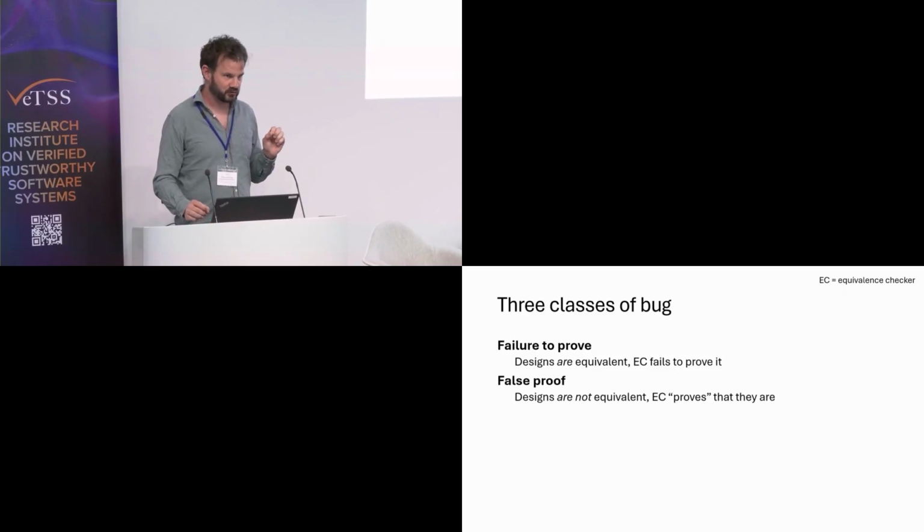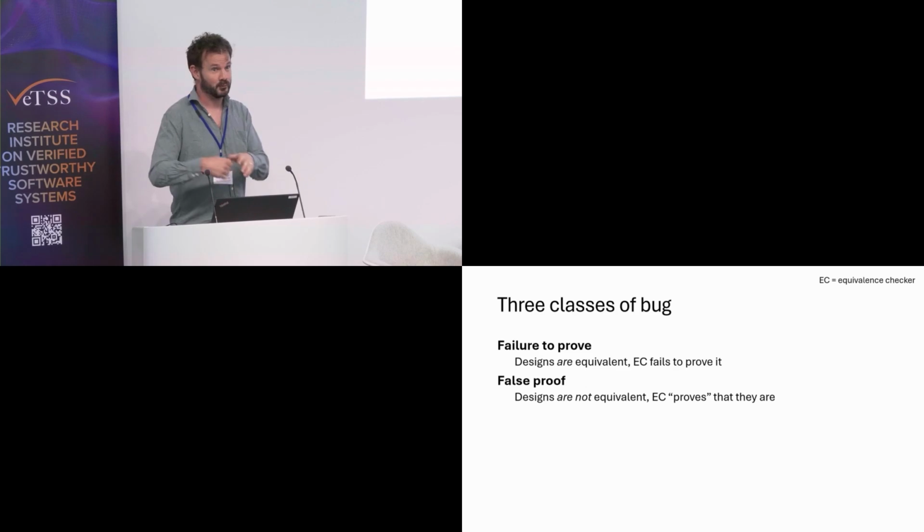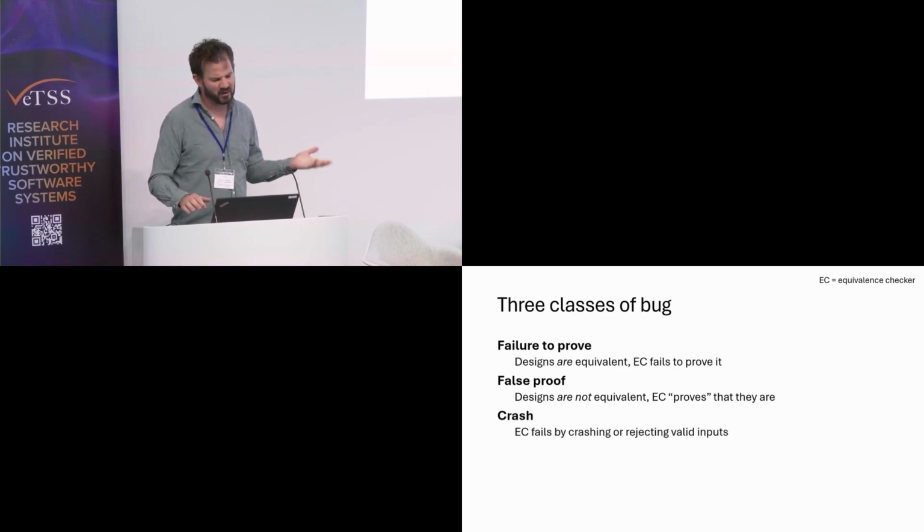Then we've got false proof bugs, where we've got two designs that are not equivalent, but the equivalence checker, quote, proves they're equivalent, comes up saying, yes, these designs are equivalent, go ahead and sign things off. And then we've got less interesting just crash bugs, where the equivalence checker rejects a valid input or falls over with an internal error. So what do you think is the most serious of these three categories?